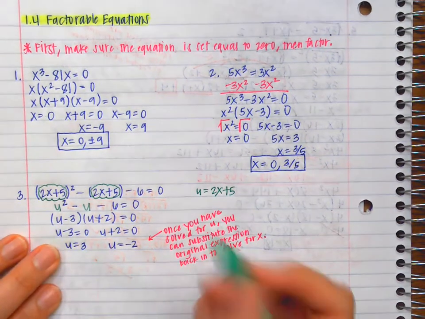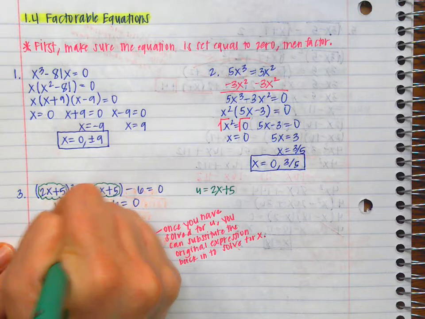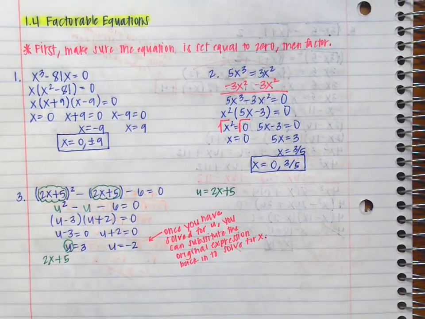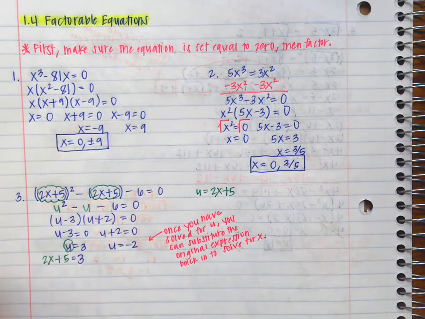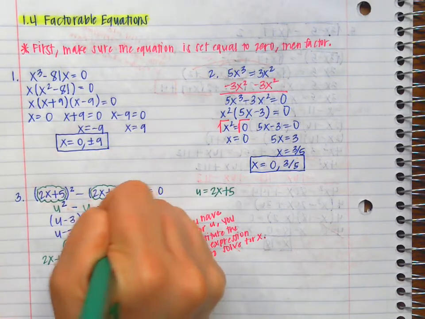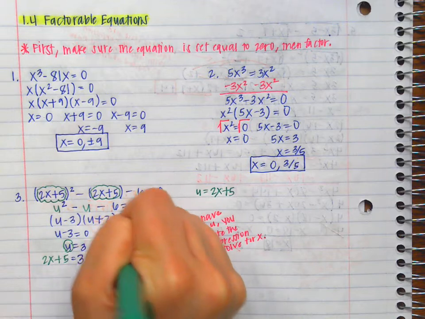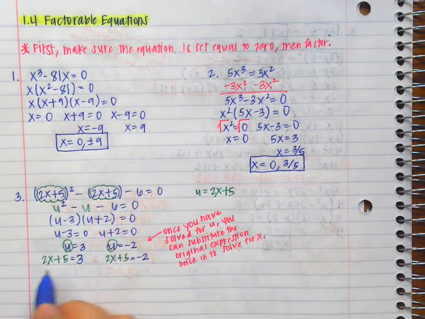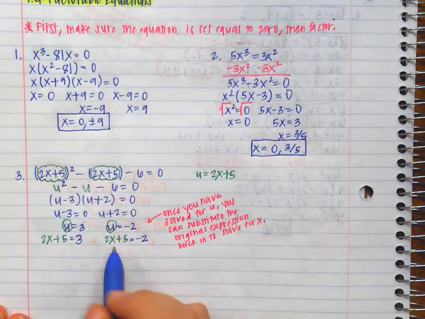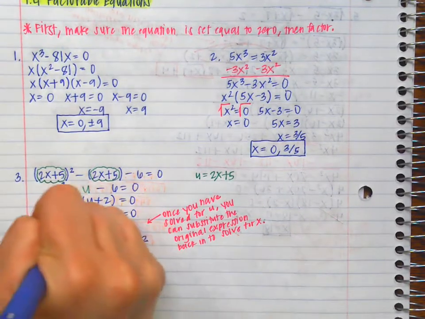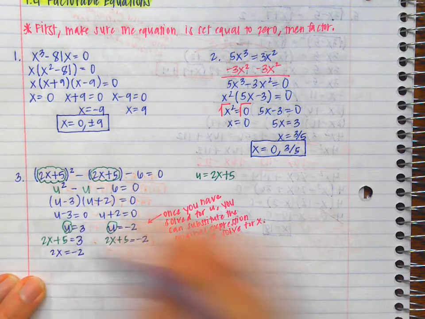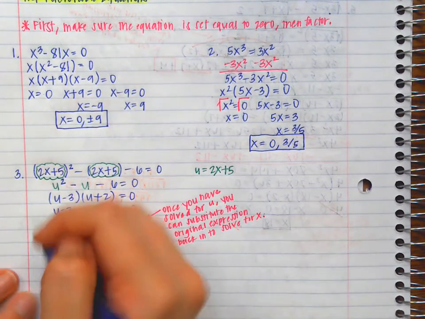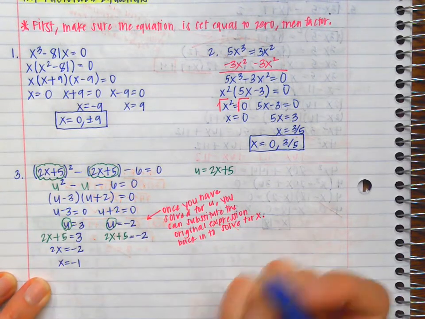So I'd replace, okay, we know u is equal to 2x plus 5. So I'm going to do 2x plus 5 equals 3. And again, 2x plus 5 equals -2. And now I can easily solve for x. So I would subtract 5 from both sides. I get 2x equals -2. Divide both sides by 2, and I get x equals -1.